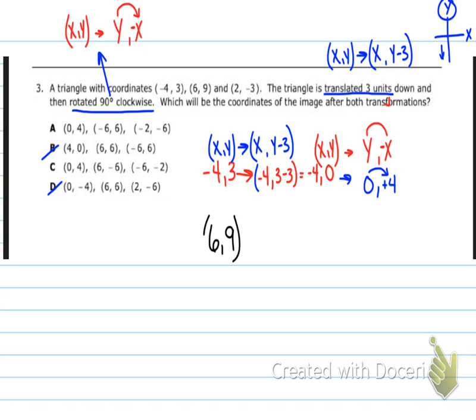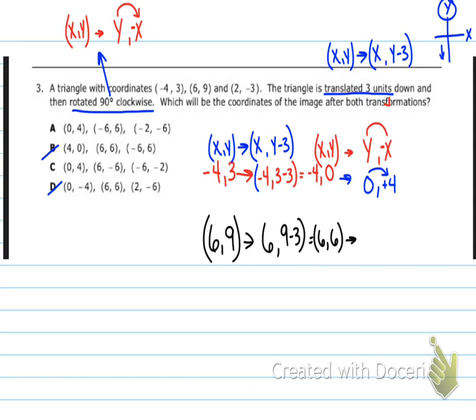So I'm going to keep my x value, 6, but my y value, the 9, will decrease by 3. So let's separate that a little. This is going to give me 6, 6. Now I'm not done. Now I have to rotate it 90 degrees clockwise.